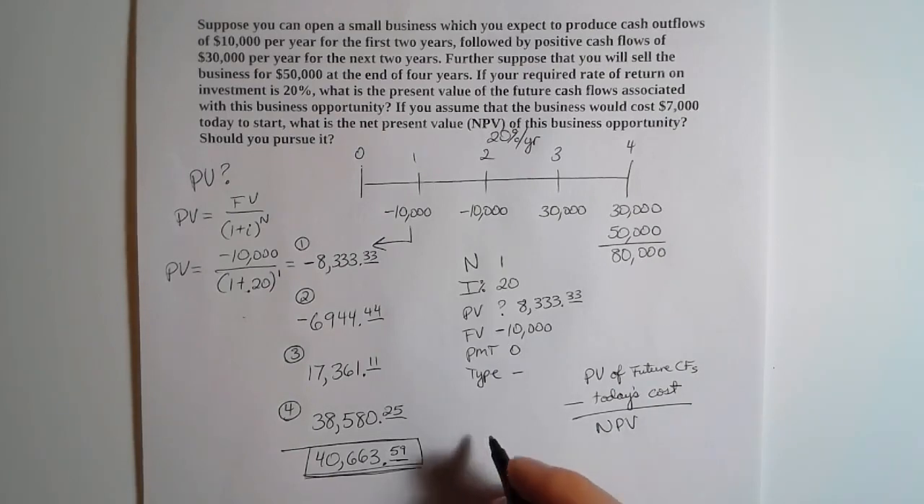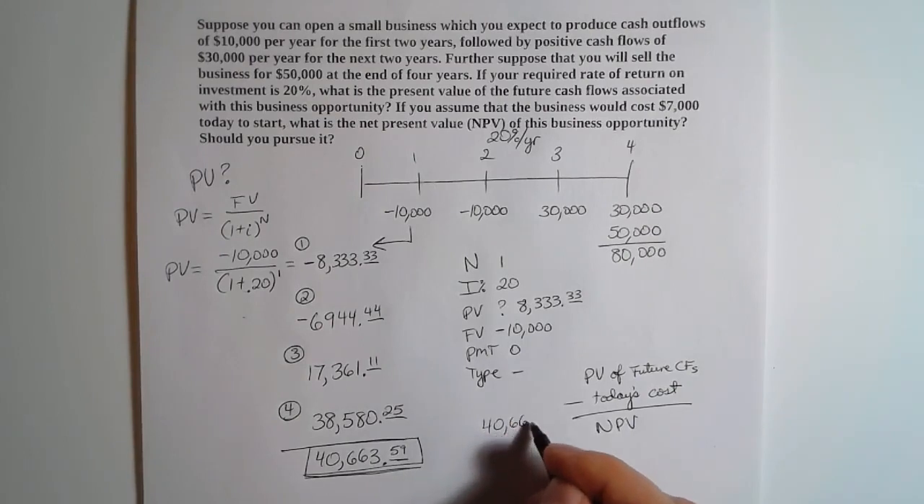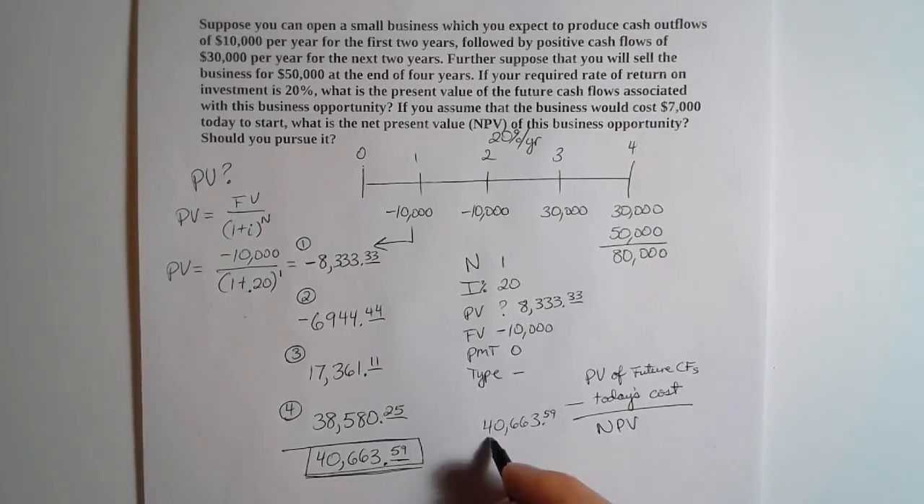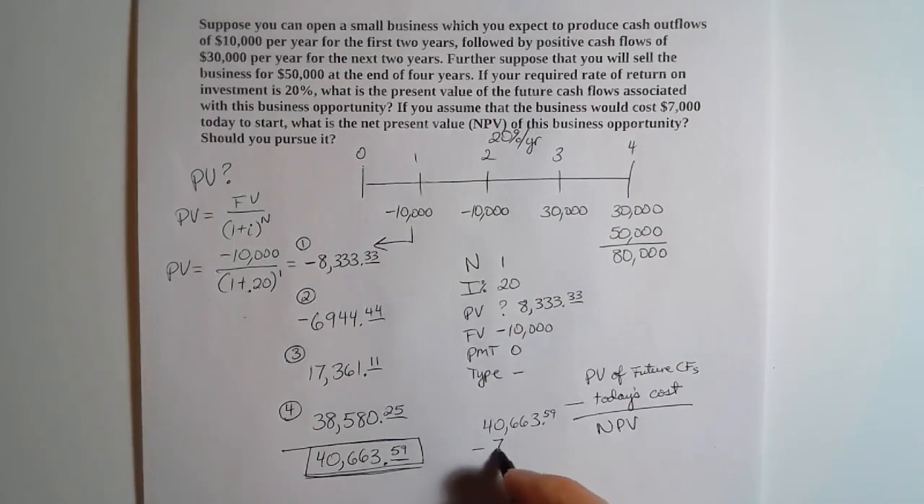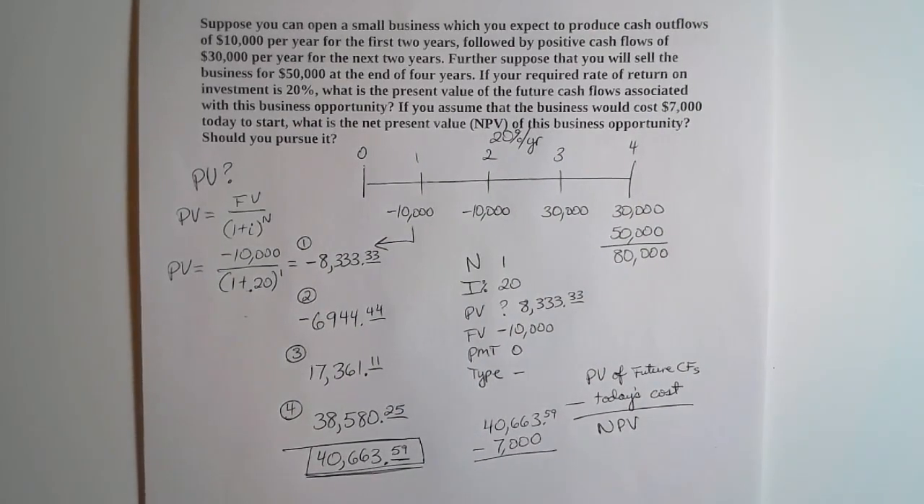So we have $40,663.59. That is the present value of the future cash flows. And we're told that the business would cost $7,000 today to start. So that's going to be today's cost, $7,000. So if I subtract those off, and I'll give you a moment to pause the video to try that, then in that case, our net present value is $33,663.59, and it is definitely positive.